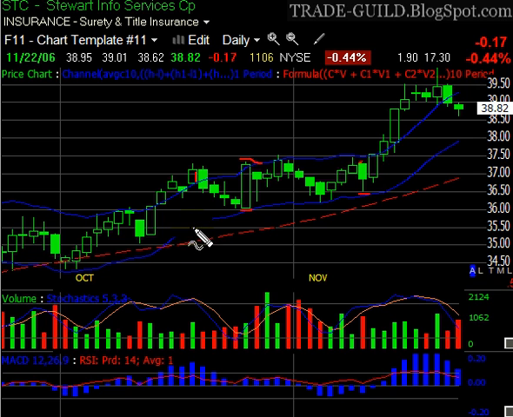So in an uptrend, the highest point of the bottom blue line is your stop. So on this day, your stop would be right here. On this day, your stop would be right here. Today, your stop is right here.